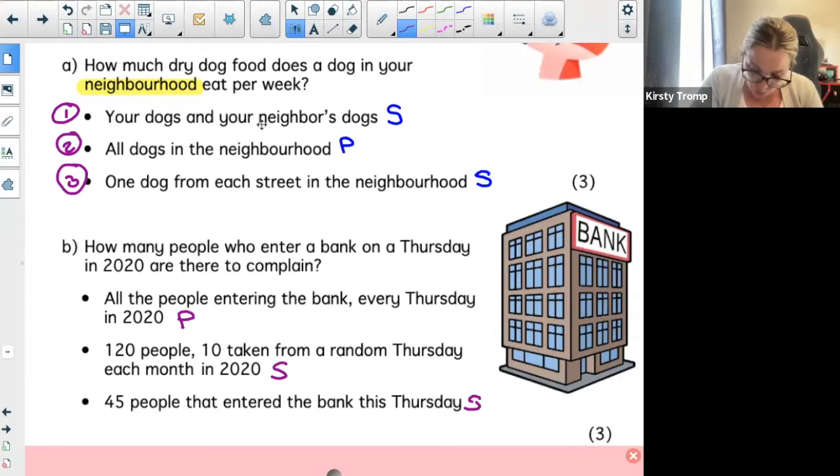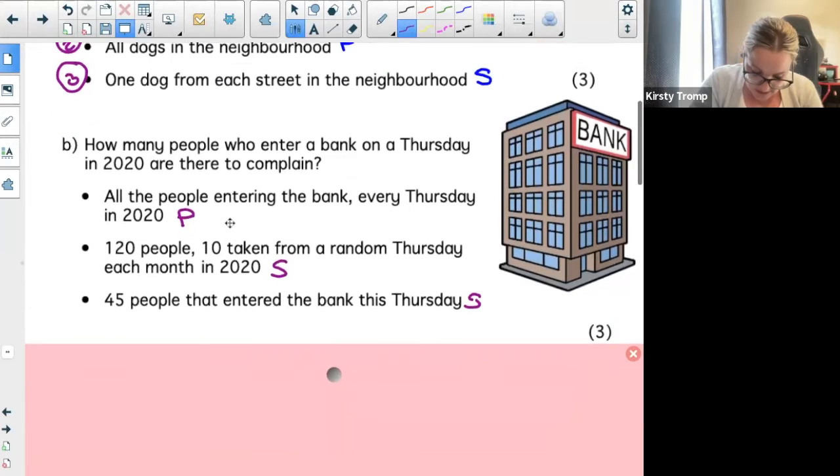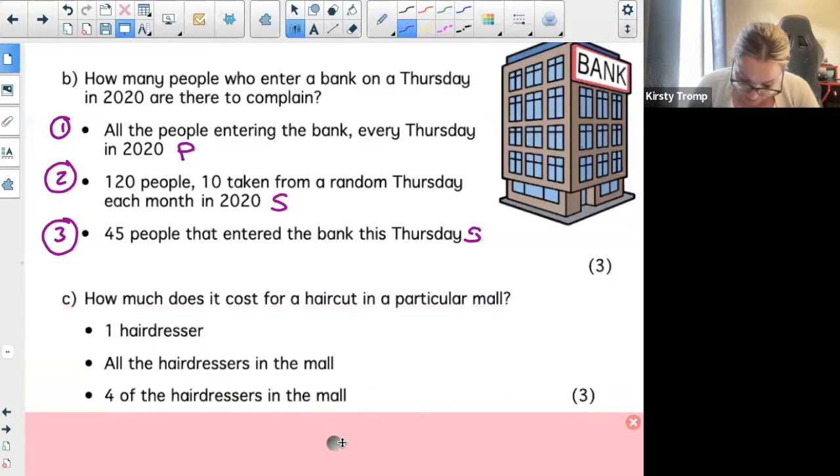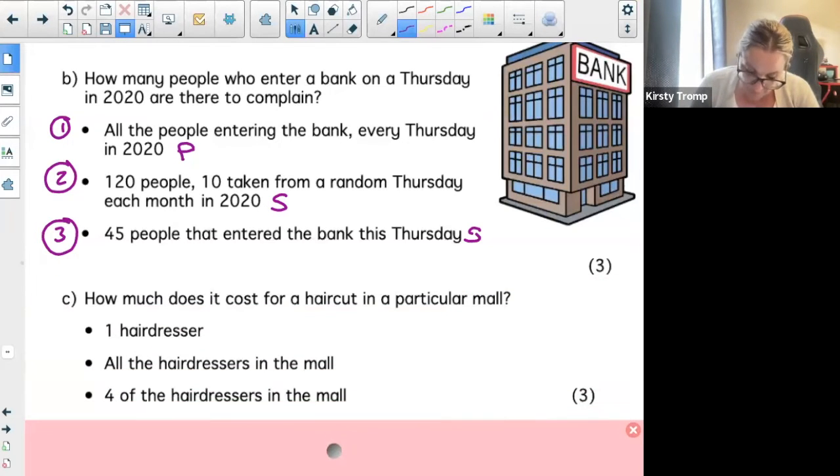All right, guys, we are working our way through these. I'm going to leave these up like this for you in case you want to take these down. I'm going to go put some numbers next to them so it makes it a little bit easier. And I'm going to bring our final one for you. Okay, it says, how much does it cost for a haircut in a particular mall? So we're looking at how much it would cost for a haircut. So we're going to go do our research, all right? And we're looking at how much it would cost for a haircut in a mall.